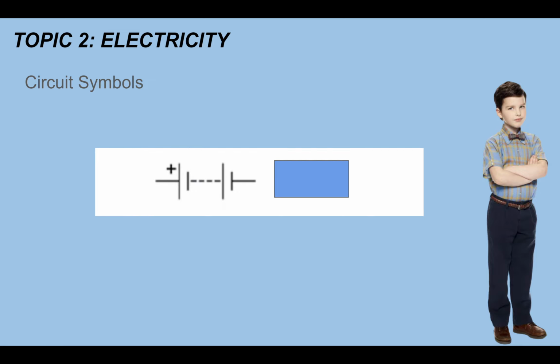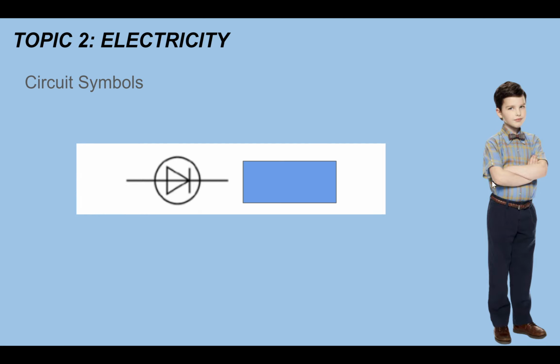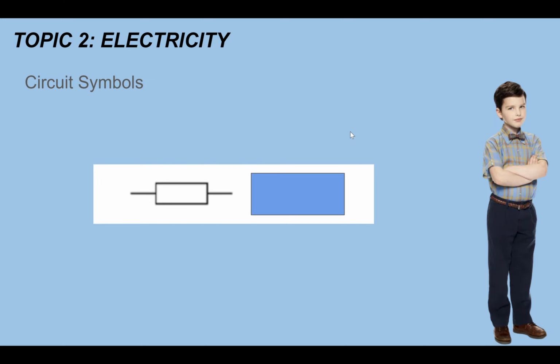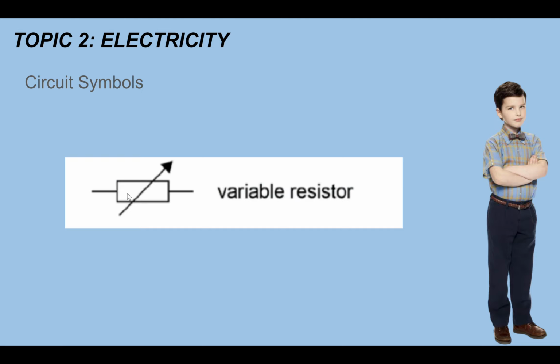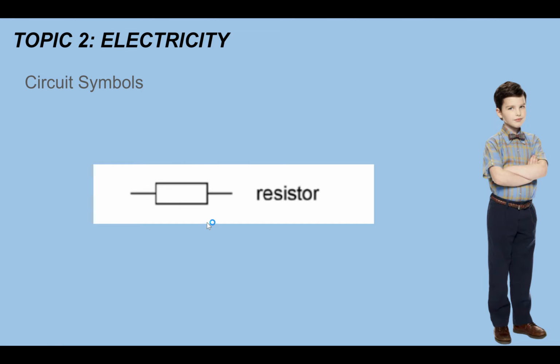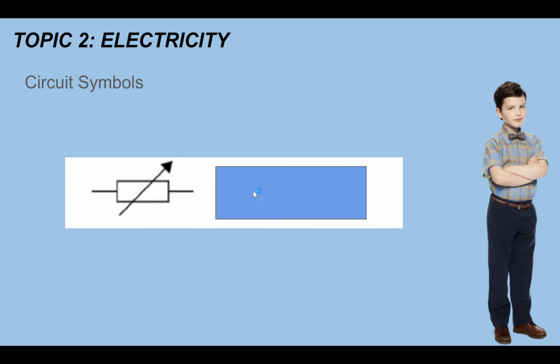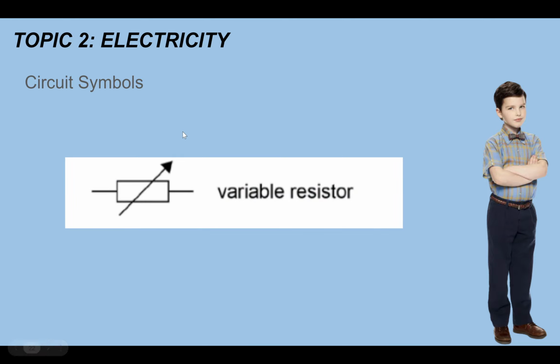What's this? 1, 2, battery. What's this? 1, 2, diode. What is this? 1, 2, resistor. What's this? 1, 2, variable resistor. See, this is a regular resistor, and then this is a variable resistor. So that's kind of a line indicating that the variable will affect it.